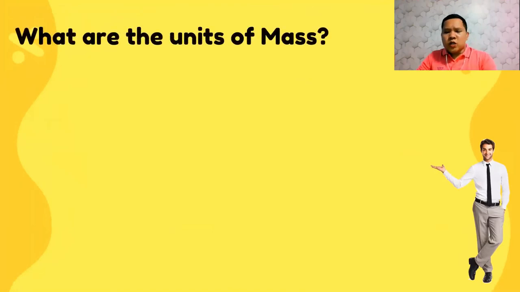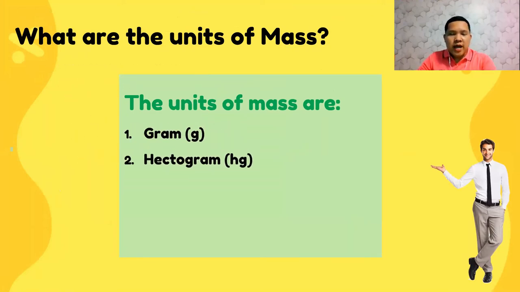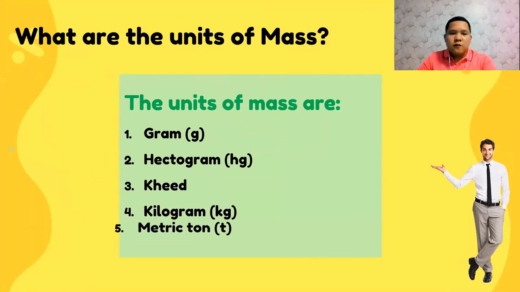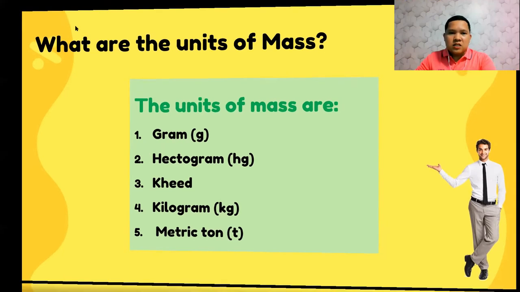Okay. So class, what are the units of mass? Unit. So the units of mass are, number one, gram, or letter small g. Number two, hectogram, or hg. Three, kid. Four, kilogram or kg. Five, metric ton or t. So if I ask you what are the units of mass, you can say: one, gram; two, hectogram; three, kid; four, kilogram; five, metric ton. These are the units of mass.